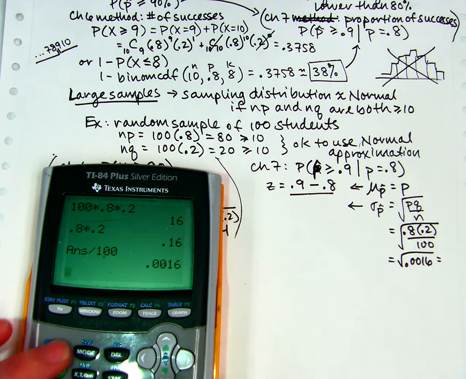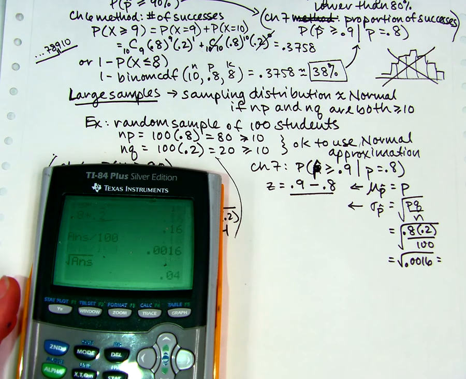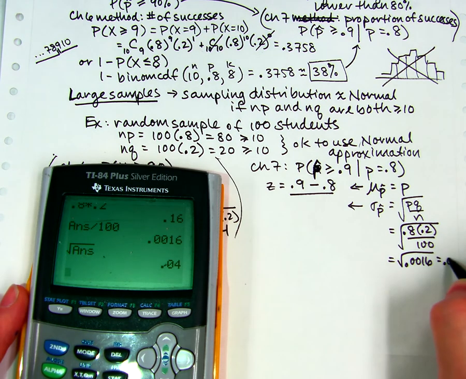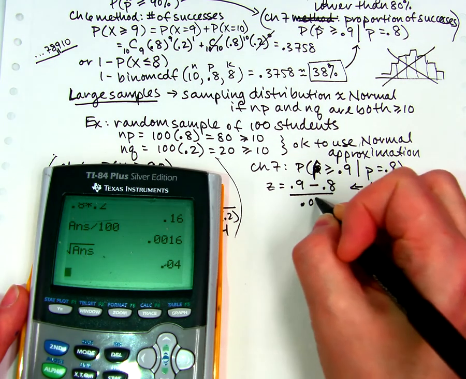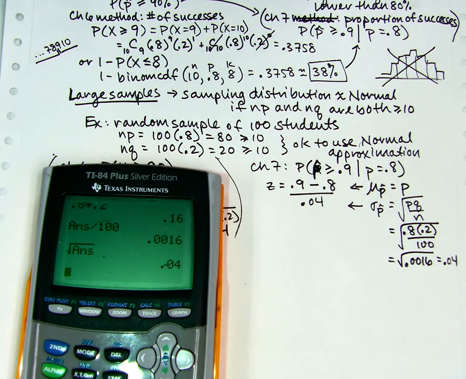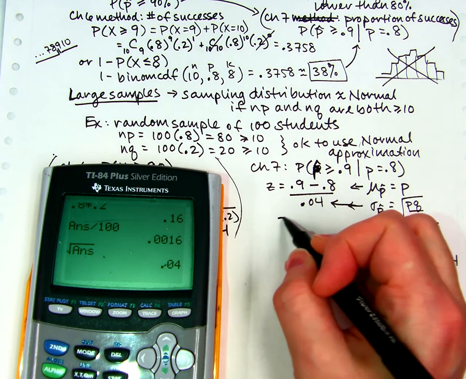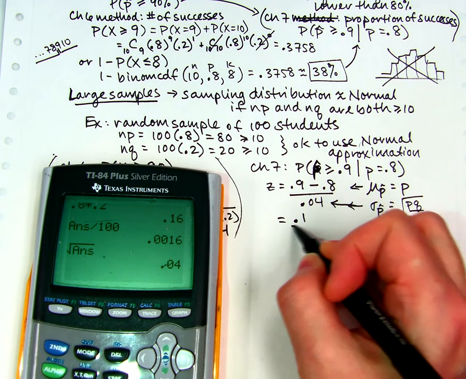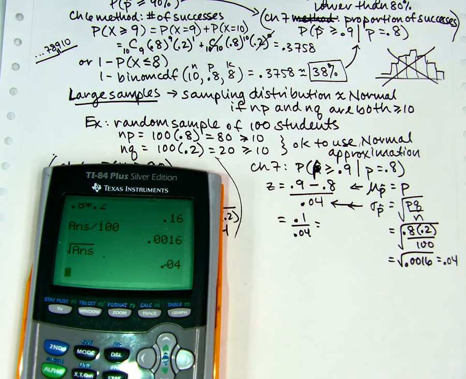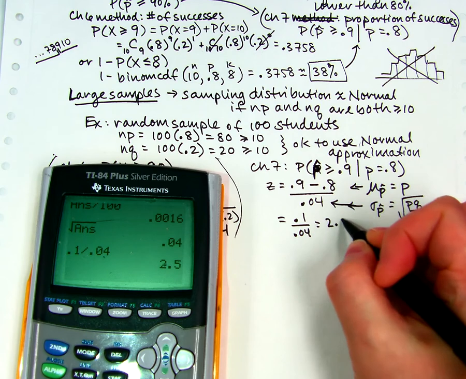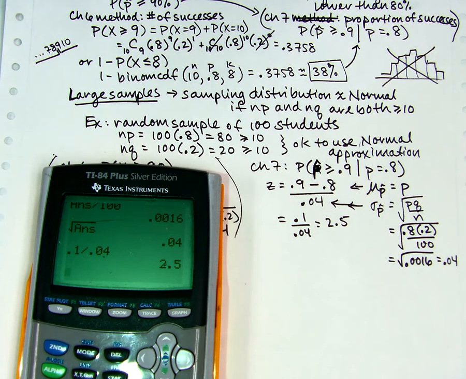And then I square root that, square root that answer, and I get 0.04. Okay. So then I keep on simplifying. I got my mean and I got my standard deviation, and I simplify. This is 0.1 over 0.04, which is 2.5. Now, let's stop and think about that a minute.